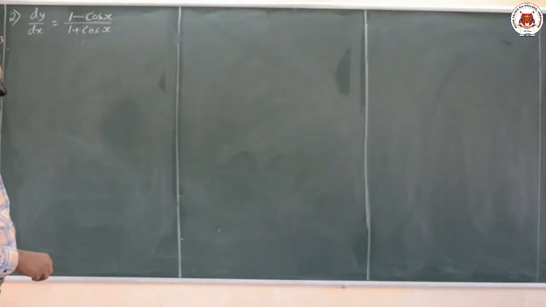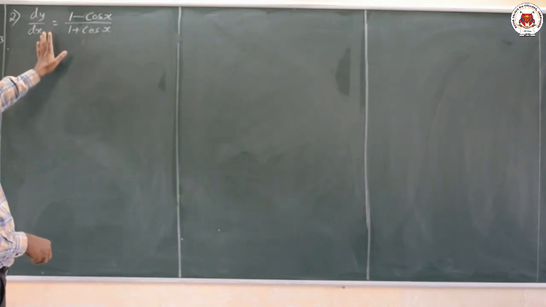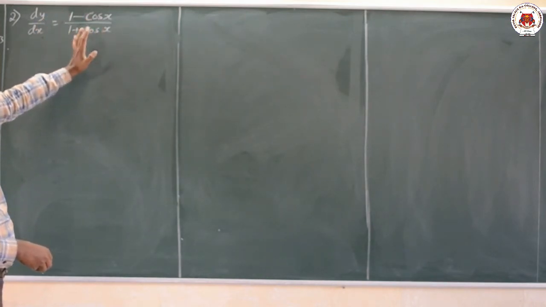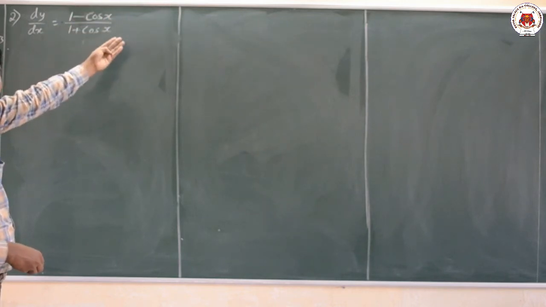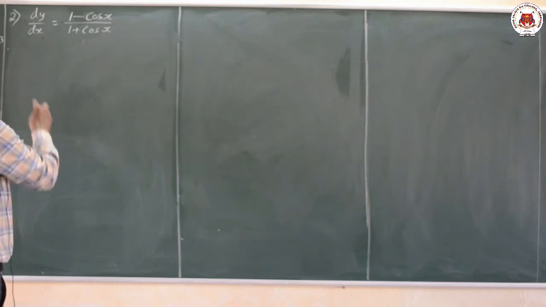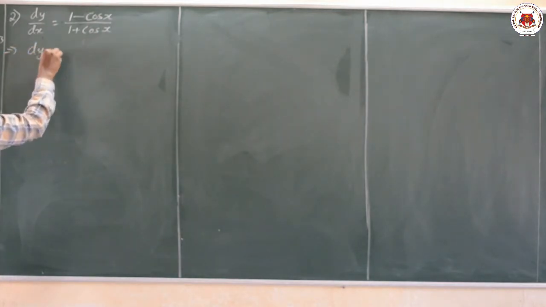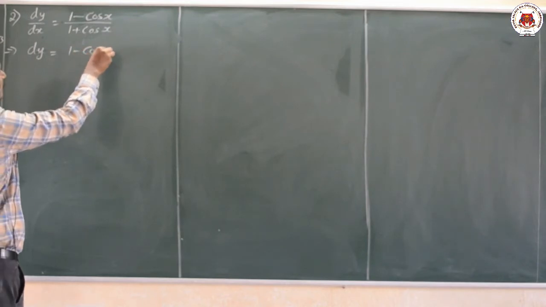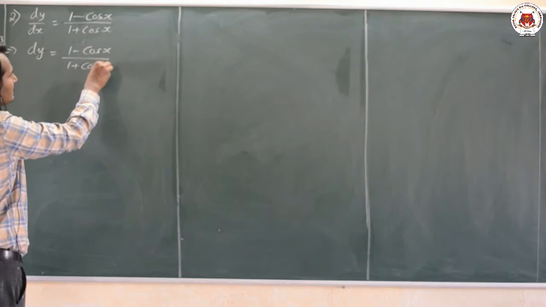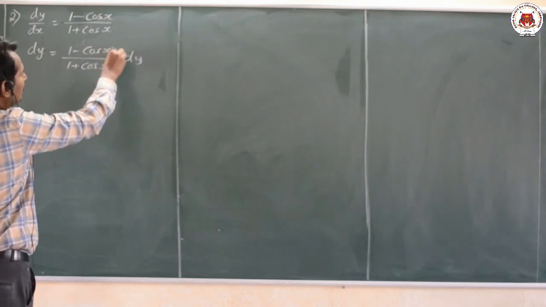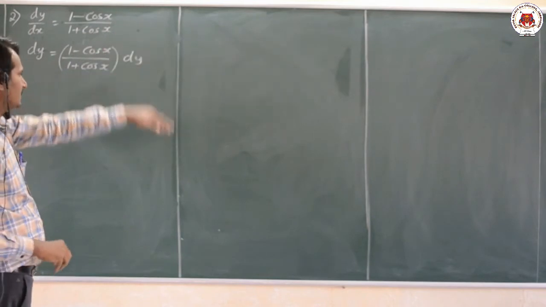Dear students, in this next problem, we can clearly observe that dy by dx equal to 1 minus cos x divided by 1 plus cos x. All the x variables are on the RHS, and here we have dy. That means I can write this problem as dy equal to 1 minus cos x divided by 1 plus cos x into dx, multiplying dx to the RHS.